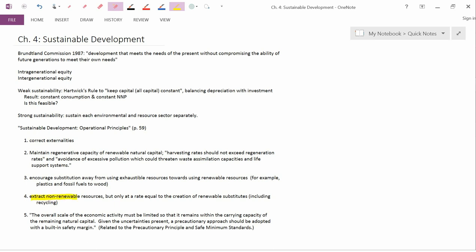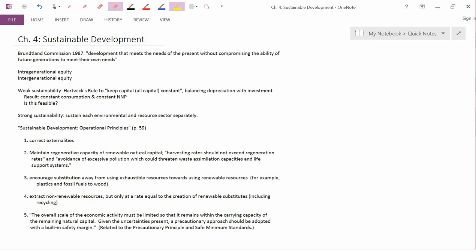Number four, it's okay to extract non-renewable resources, your author suggests, but only at a rate equal to the creation of renewable substitutes for those resources, including recycling. I should add that there's a typo in your book. This is point four, page 61. The book starts by saying that renewable natural resources should be exploited, but they meant non-renewable here. It's okay to extract non-renewable resources.